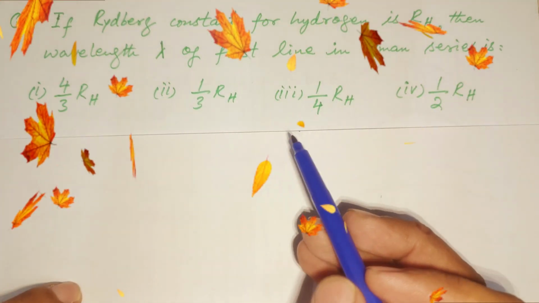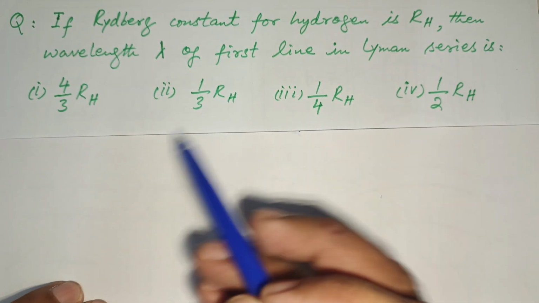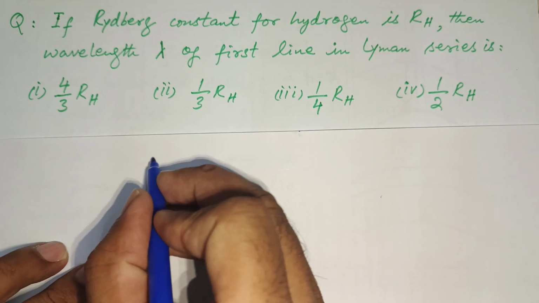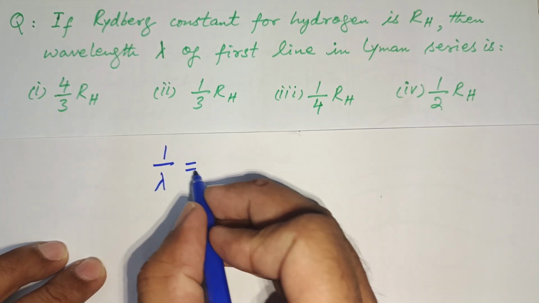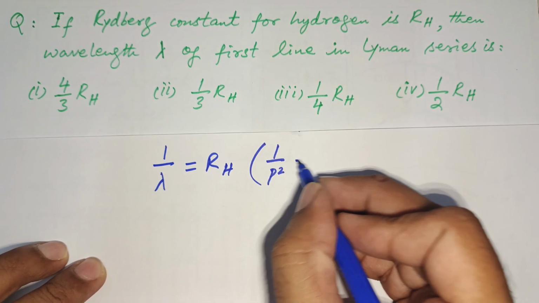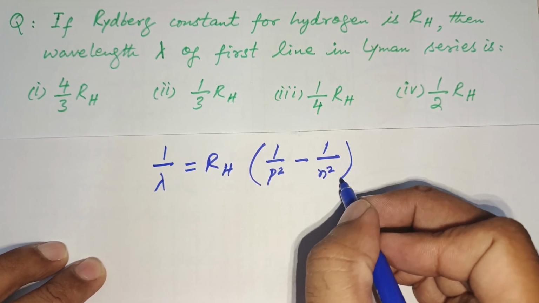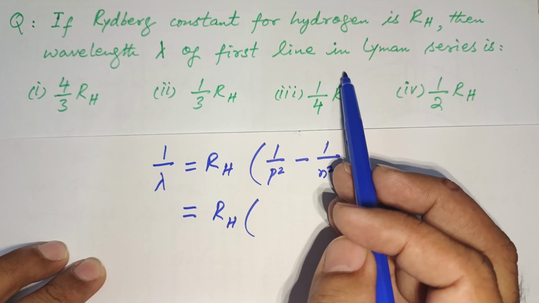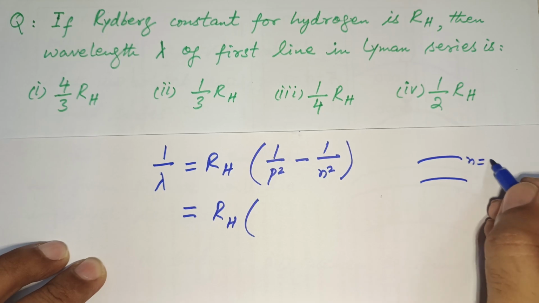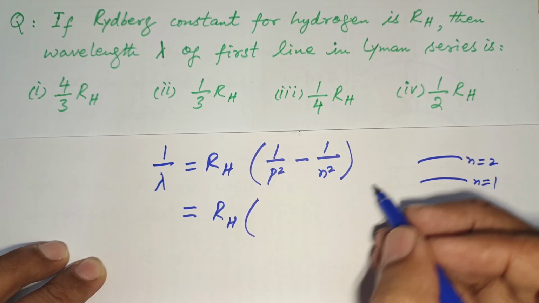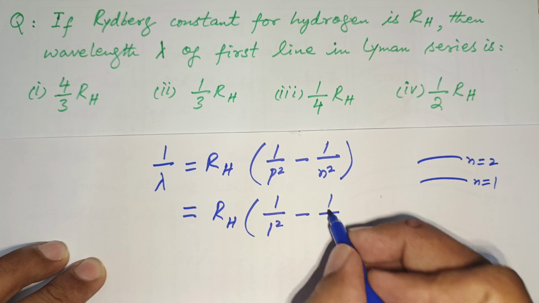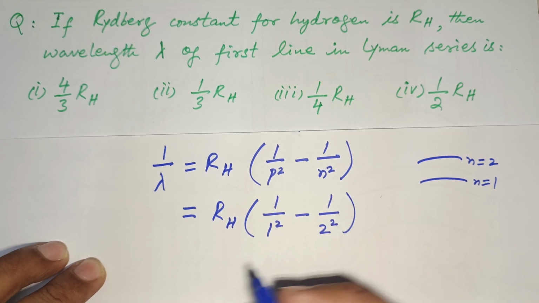If the Rydberg constant for hydrogen is RH, then what is the wavelength lambda of the first line in the Lyman series? We know the formula: 1 over lambda equals RH times (1 over P squared minus 1 over N squared). For the first line, the transition happens from n equals 2 level to n equals 1 level. So here the value of P is 1 and N is 2, both in squares.